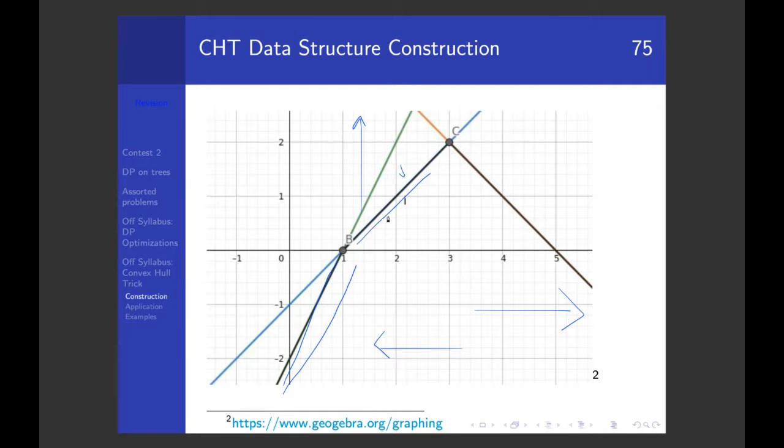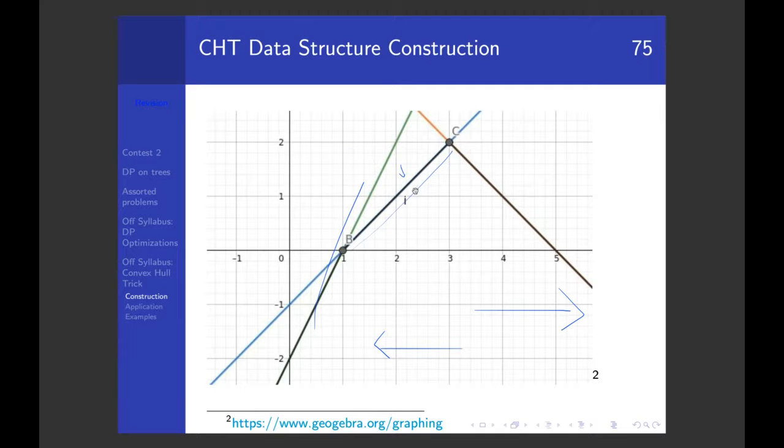Another observation, if a line gets overtaken, it will never be the minimum again. Why is that? Because if I get overtaken by this, I think quite obviously by this diagram, I'm never going to be better than it again. Also, lines intersect. So, in other words, each line is only the best for some range of x coordinates, from whenever it overtakes to whenever it gets overtaken.